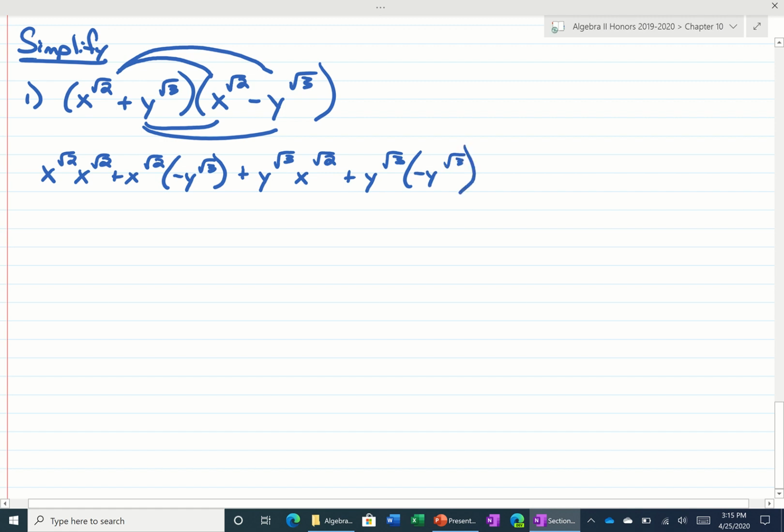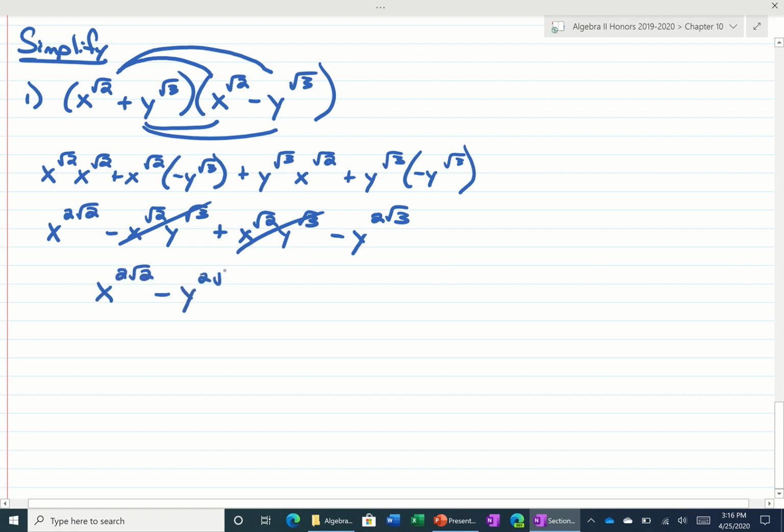Okay, power to a power, same base, we add. Root 2 plus root 2 is 2 root 2. These are not the same base, so we have to keep them separate. And then these are the same base, we could add root 3 and root 3 is 2 root 3. These middle terms actually cancel each other out, and your final answer for this would be x to the 2 root 2 minus y to the 2 root 3.